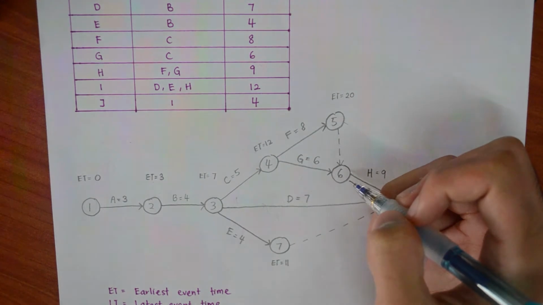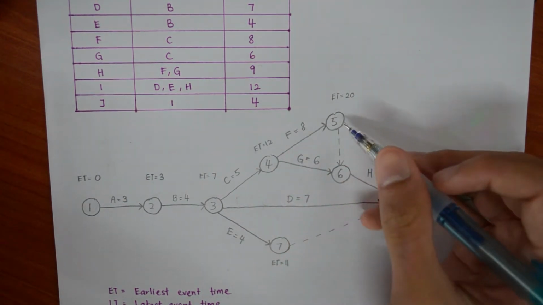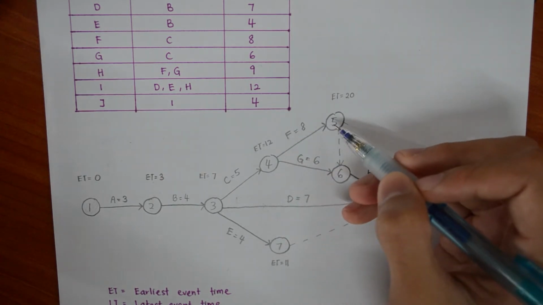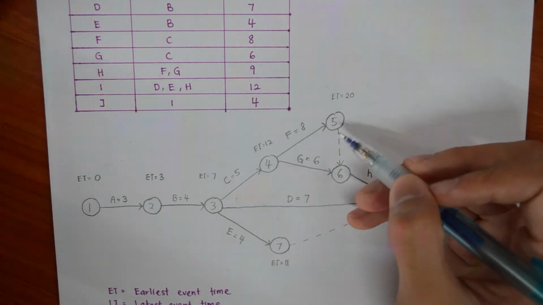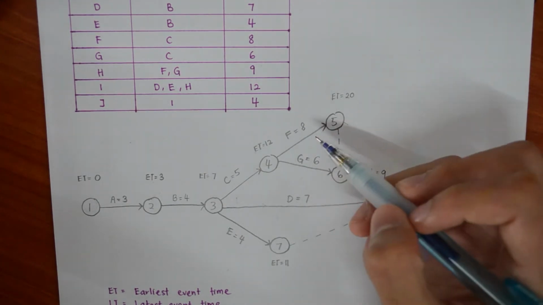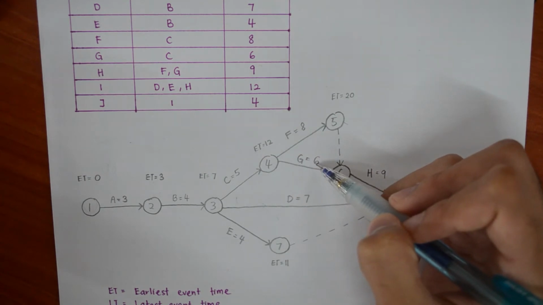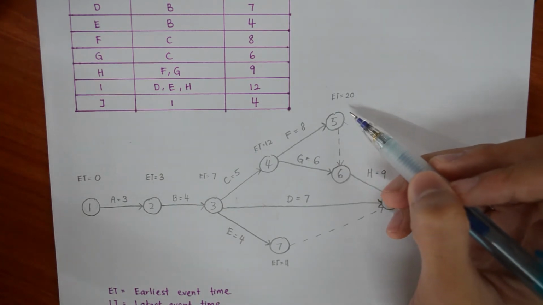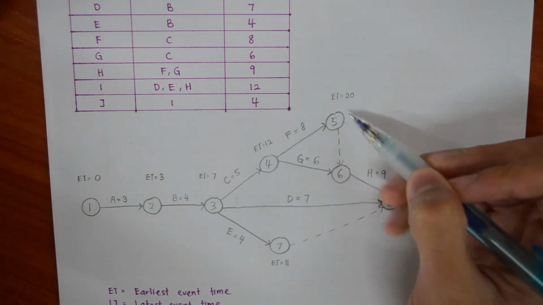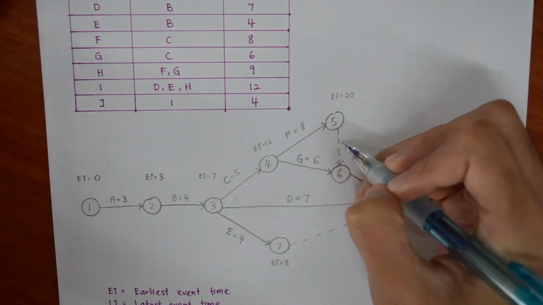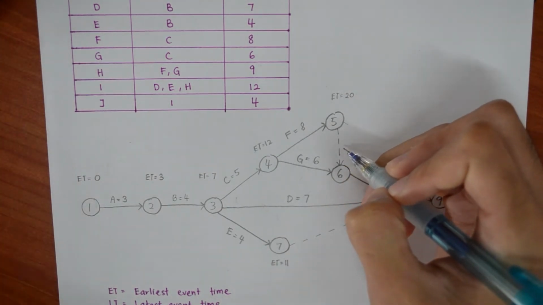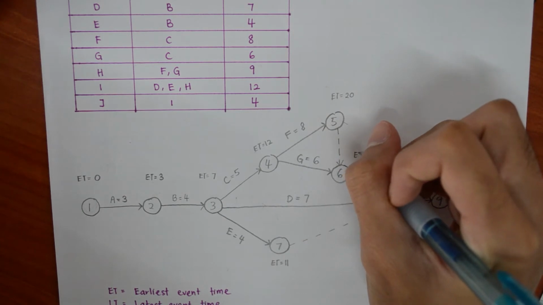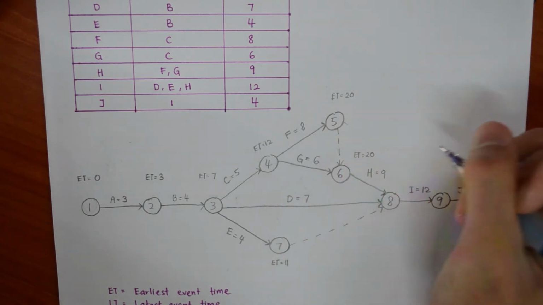For 6, since there are two prior nodes that are pointing to 6, we have to compare which one, when added, will have the highest value. So 12 plus 6 would be 18. Node 5 will still be 20. Okay. We are going to choose 20 because there is no duration for the dummy activity. So the ET for node 6 will be 20.